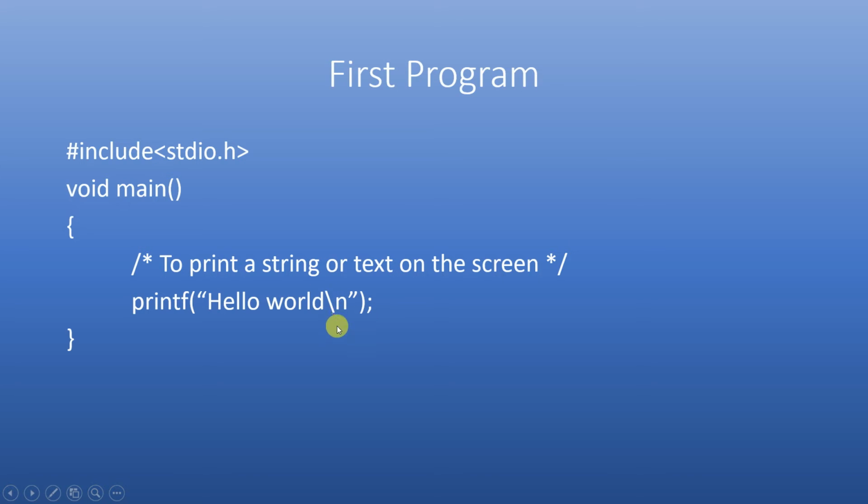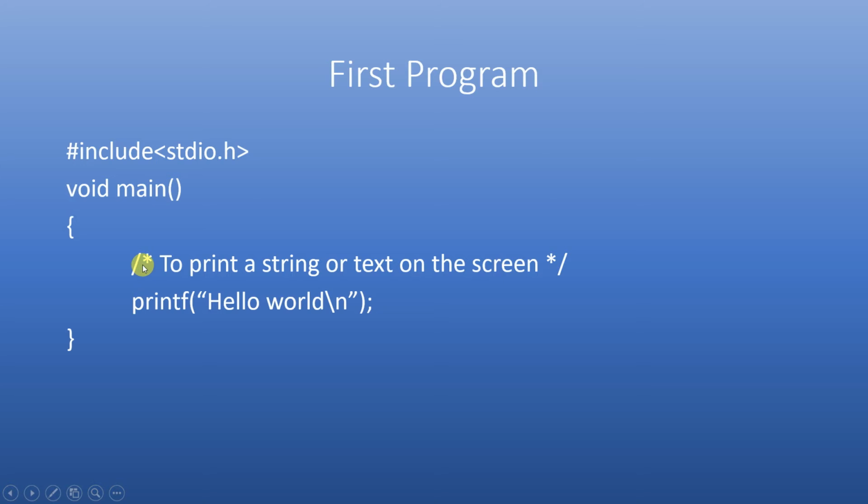Okay, this \n is to take the cursor to the next line. If you have to print something else, that will be printed on the next line. I will explain later the importance of \n. This is also called a character constant.